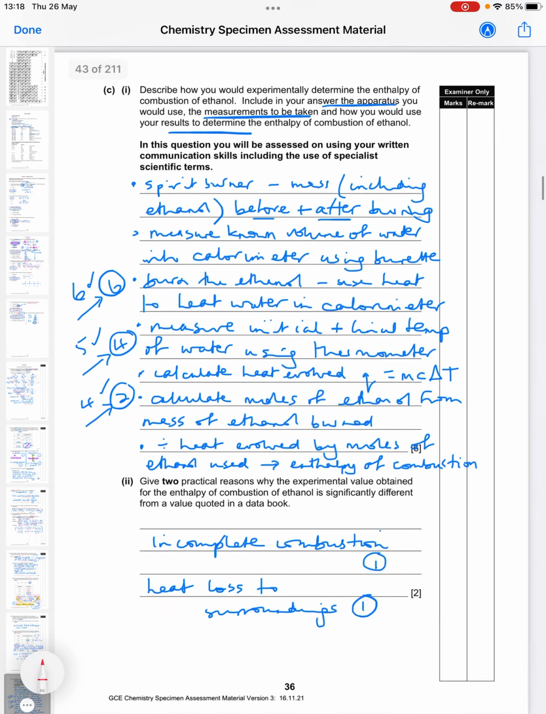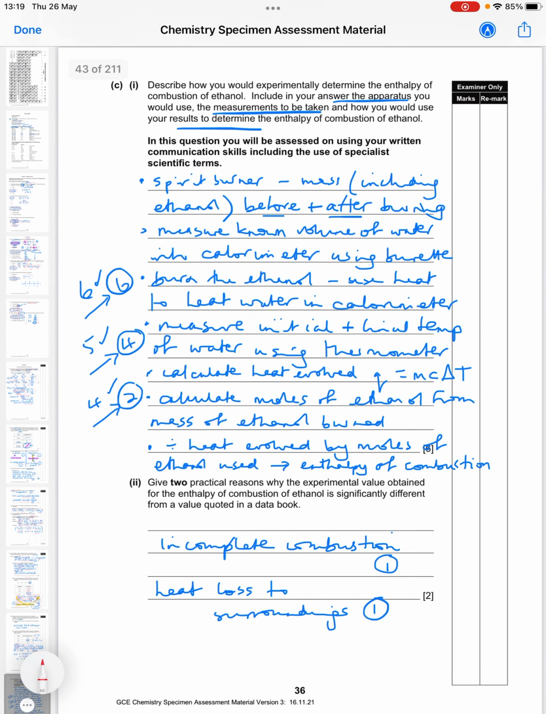In part C, you're being asked to describe experimentally how you would determine the enthalpy of combustion of ethanol. So I'm just going to read the points here. To get 6 marks, you needed 6 indicative points. 4 marks was from 5 points, and 2 marks was from 4 points. So the first point is that you take a spirit burner and find the mass before and after burning, and that's including the ethanol.